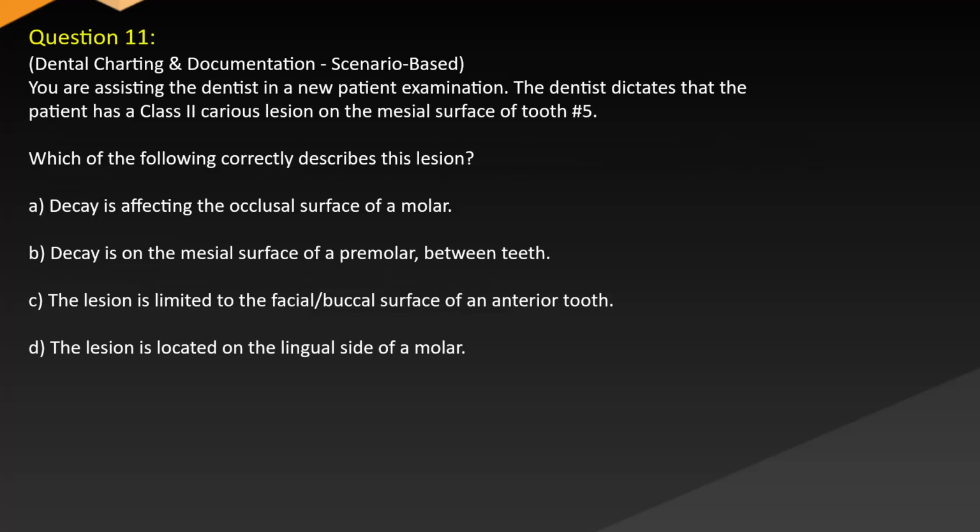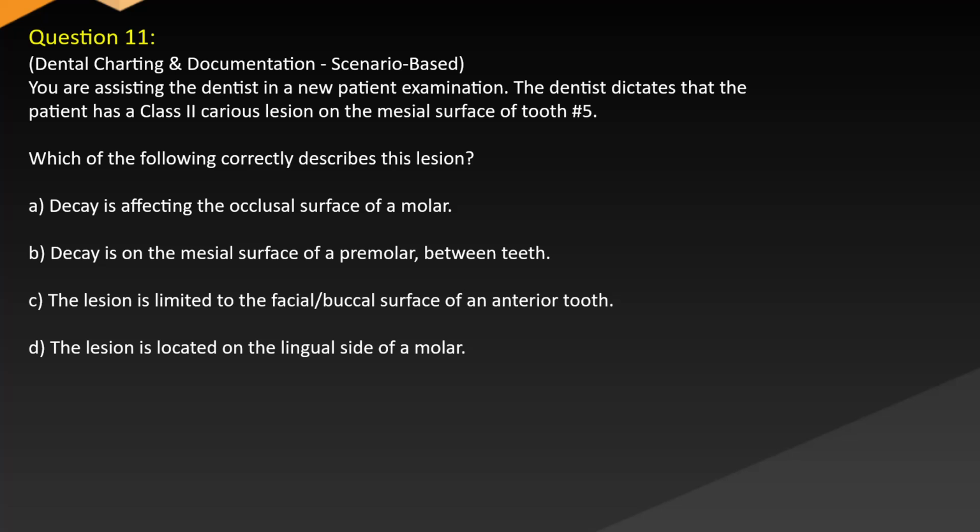Question 11. Dental charting and documentation. Scenario-based. You are assisting the dentist in a new patient examination. The dentist dictates that the patient has a class 2 carious lesion on the mesial surface of tooth number 5. Which of the following correctly describes this lesion?